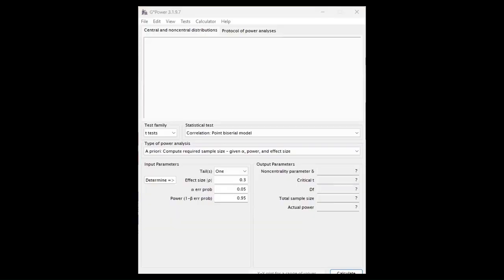Hello everyone. This tutorial video is about how to calculate your sample size based on a proper power analysis. So I think you probably are mostly familiar with the G-Power application or software that's typically used for this purpose.